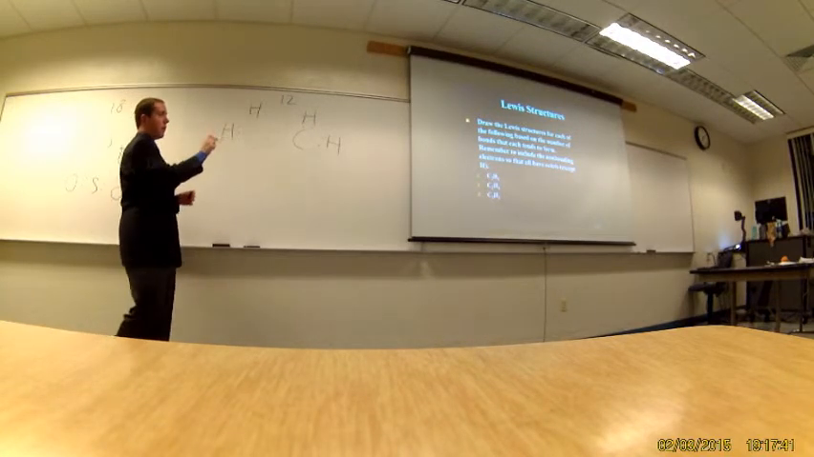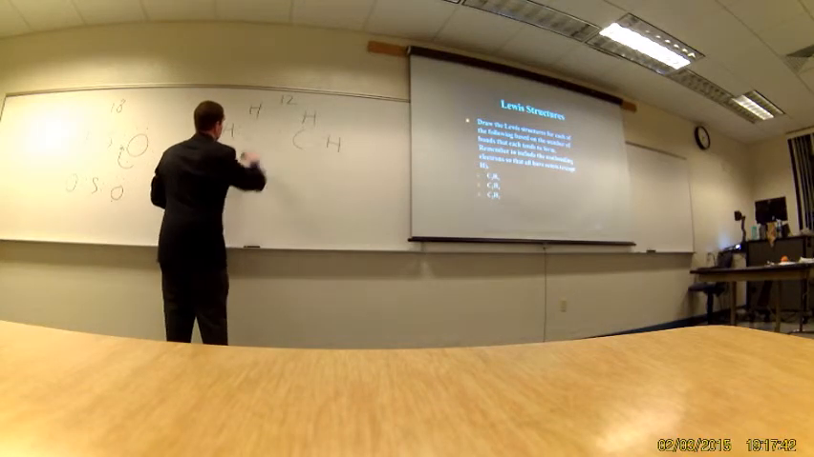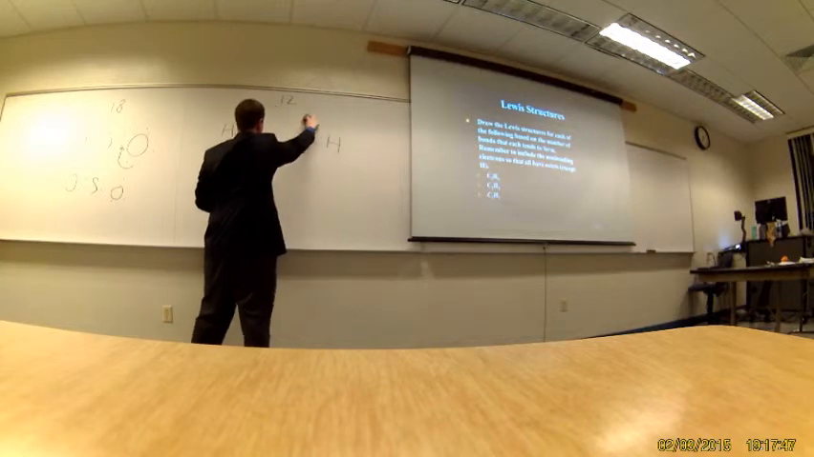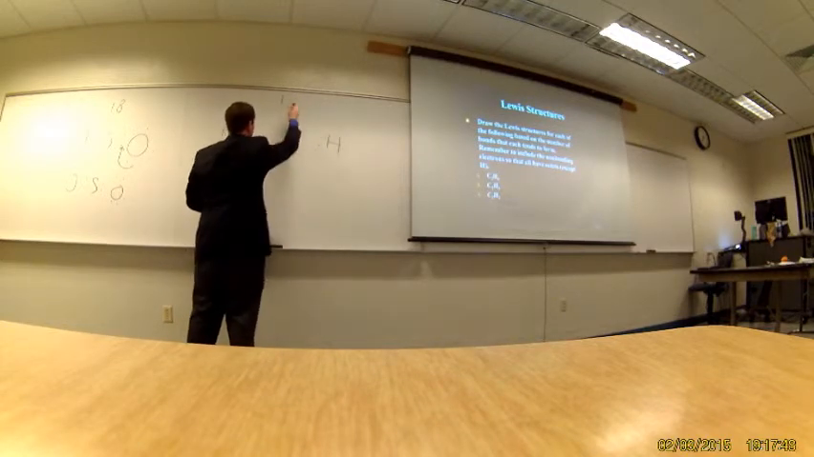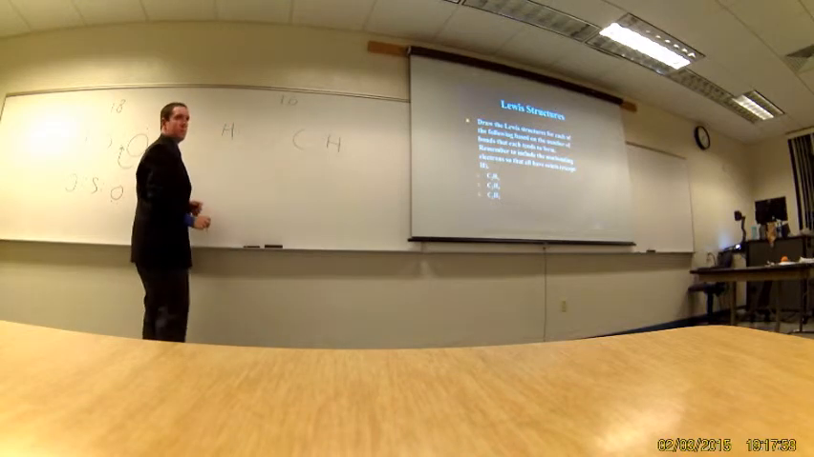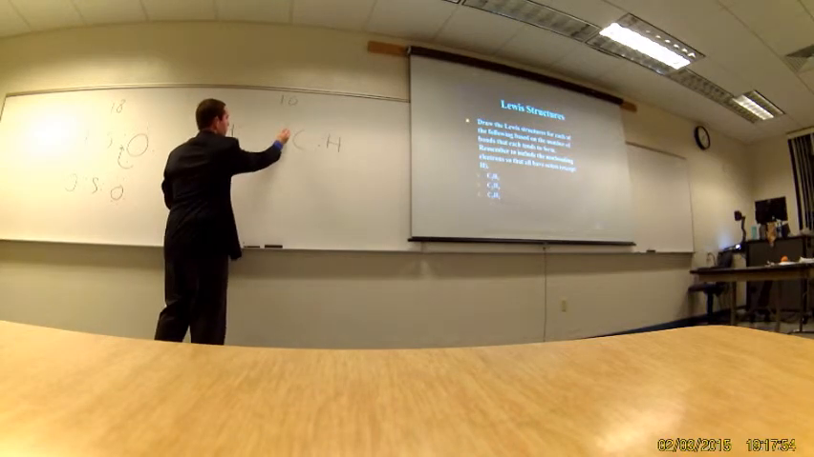Okay? Next one is C2H2. What if I erase these? Now how many electrons do I have? 10. There's 1, 2, 3, 4, 5, 6, 7, 8. This is one more in the middle. One more in the middle. Triple bond.